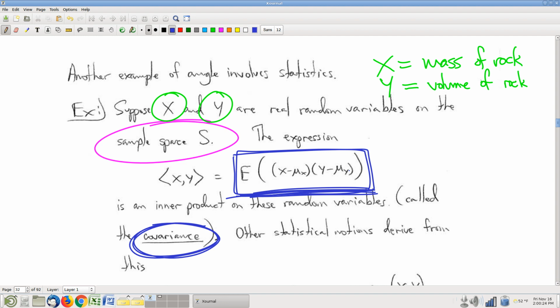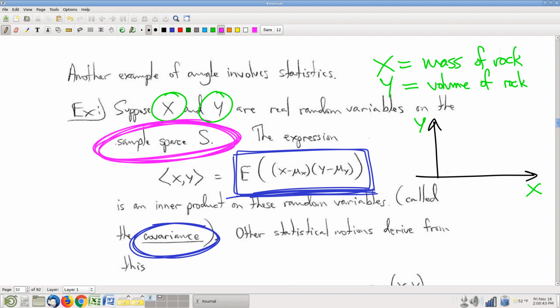So let me draw a picture. We'll have our two random variables x and y, and for each point in the sample space, for each rock, I can compute its mass and its volume, and I get a corresponding point. For each rock, a different point. Here's a new rock, a different point.